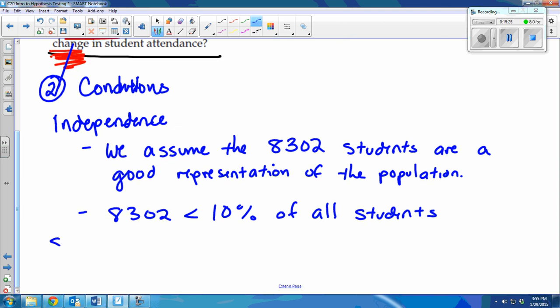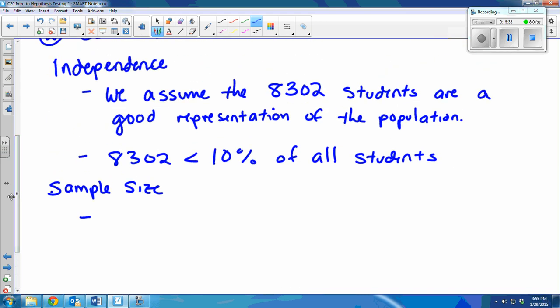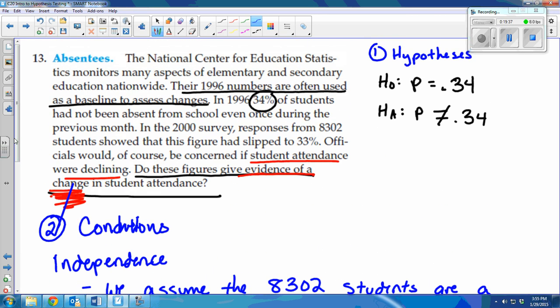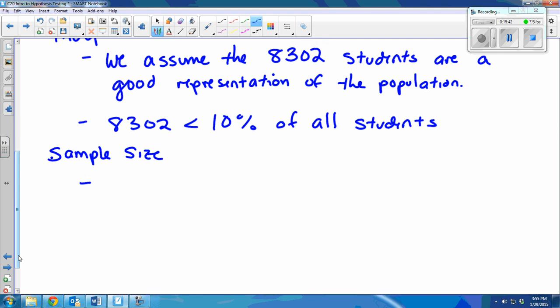The other assumption is sample size. For sample size for proportions, we have success failure. So we are going to use the 0.34 hypothesis for the success failure condition. And we're assuming the null hypothesis is true throughout this entire question. We're trying to get evidence that the alternative may or may not be changed. So we're always using the null hypothesis because we're assuming that is what is actually true.